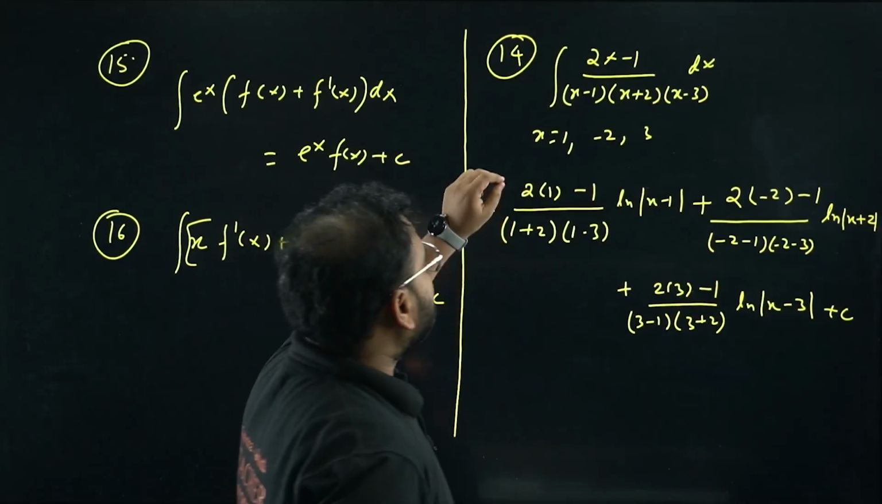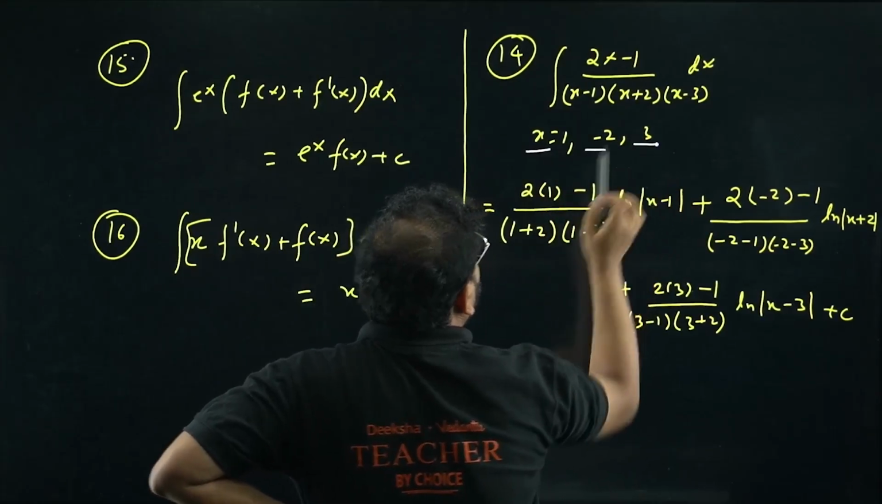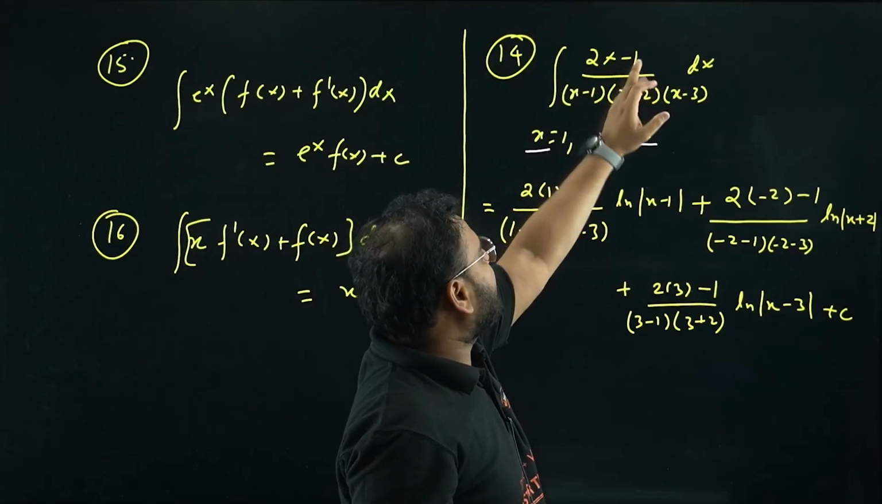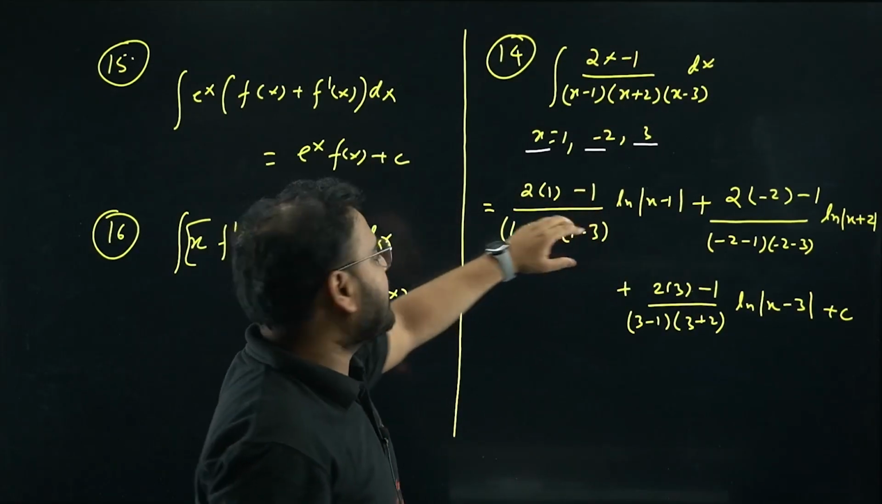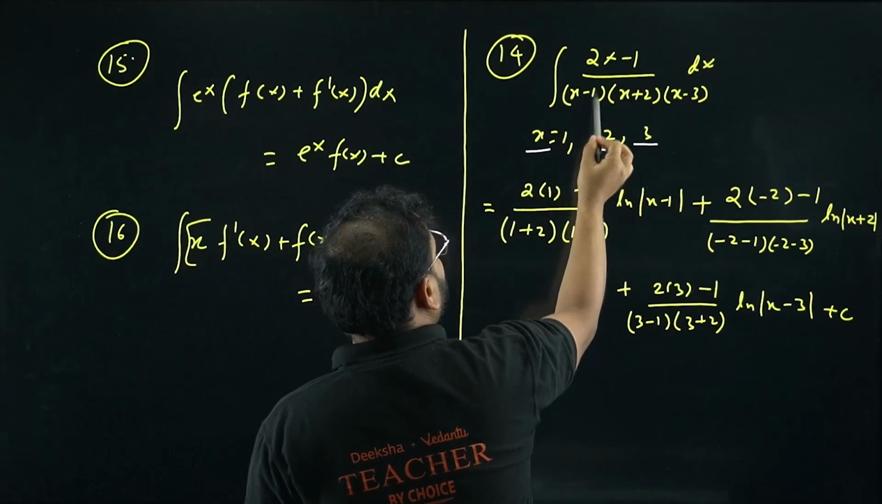So what are you going to do? Write all the factor values. So zeros: you're going to write x equals 1, x equals minus 2, and x equals 3. Start putting the values in the function. You get x as 1, means 2 into 1 minus 1 will become simply 1, right? 2 into 1 minus 1 will become simply 1 divided by, now wherever it is making, let's say I put 1 over here, right? It will become 0, no?